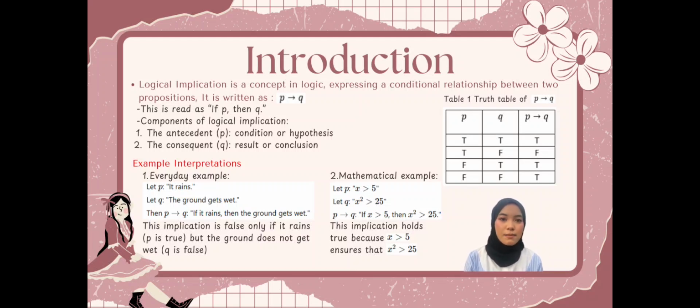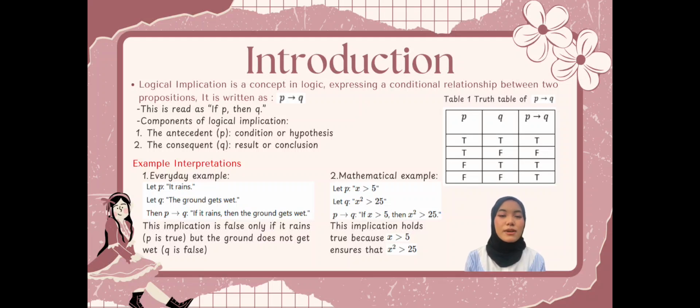Here's an example. First, for everyday scenarios, let P be it rains and Q be the ground gets wet. The implication P conditional Q means if it rains, then the ground gets wet. This is false only if it rains, but the ground doesn't get wet.